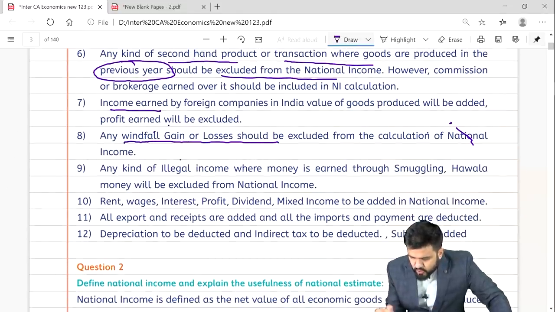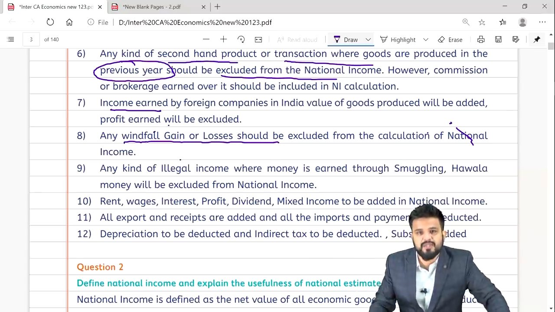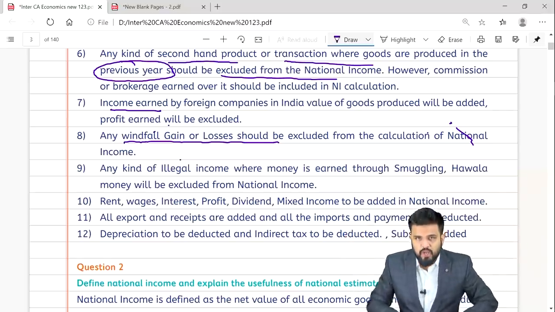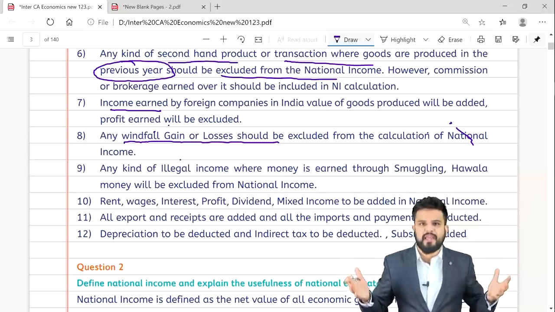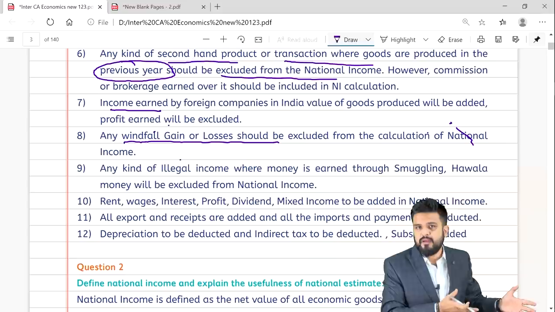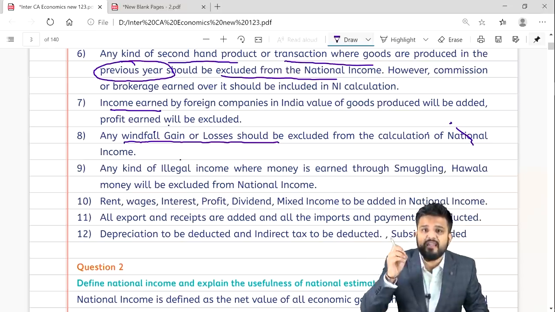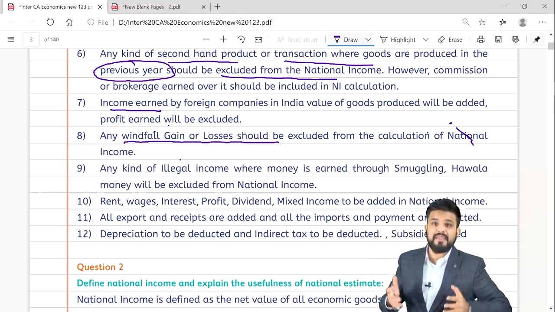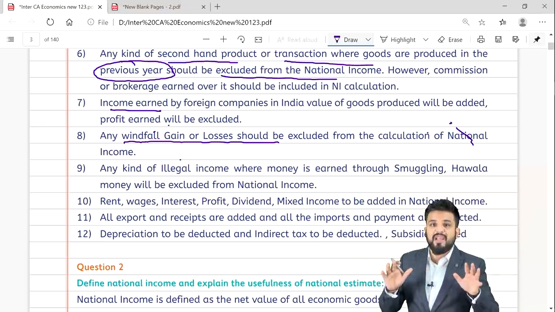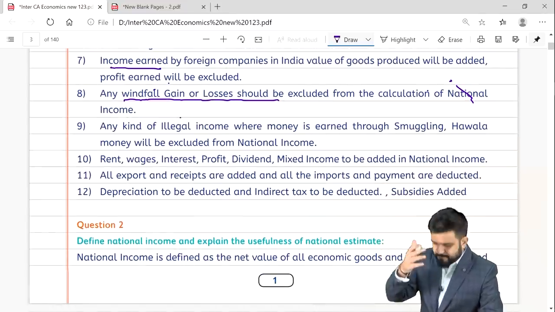Any windfall gain or losses should be excluded. Like I invested 1 lakh rupees in the stock market, after 5 days 1 lakh becomes 3 lakhs. There was a huge jump in the market, all my shares performed and there was a windfall gain to me. Windfall means sudden, unexpected gain, or it could be unexpected loss. But any kind of windfall gain or losses not to be a part of national income, because here also neither goods nor services are produced. Any trophy, medal, a person answering questions in KBC, winning 50 lakhs, these are all gains, not to be added in national income. Lottery money will not come.